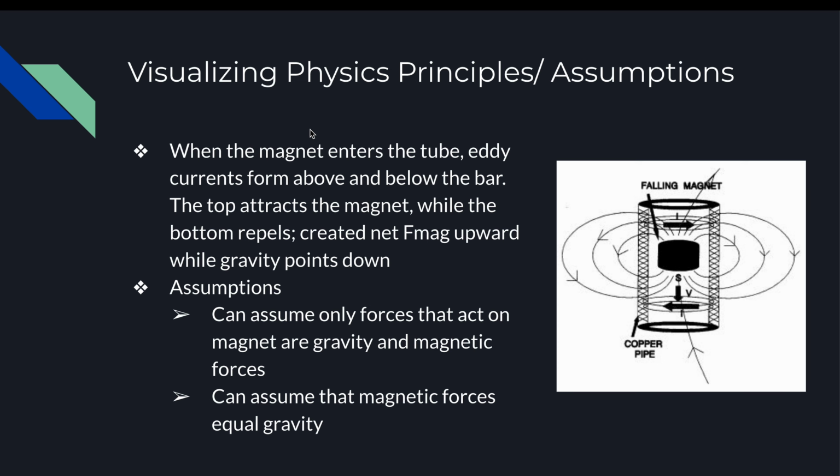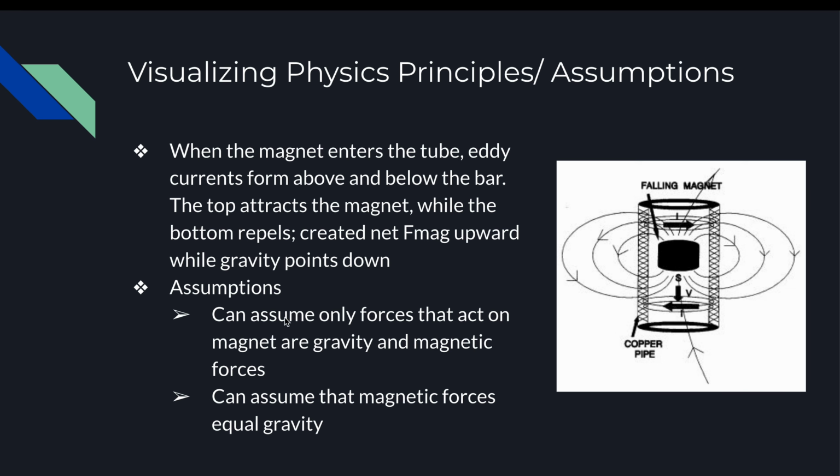All right, visualizing physics principles and assumptions. So, basically, when the magnet enters a tube, eddy currents form above and below the bar. The top current, right, in this little ring, is going to attract the magnet upwards, while the bottom of it is going to repel, if that makes sense. So basically the net magnetic force is going to point upward while gravity points down.